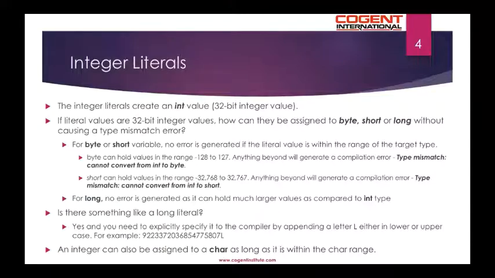Type mismatch, cannot convert from int to byte, is the error that the compiler will generate. A short can hold values in the range -32,768 to 32,767. Anything beyond will generate a compilation error: type mismatch, cannot convert from int to short. For long, no error is generated as it can hold much larger values as compared to the int type.